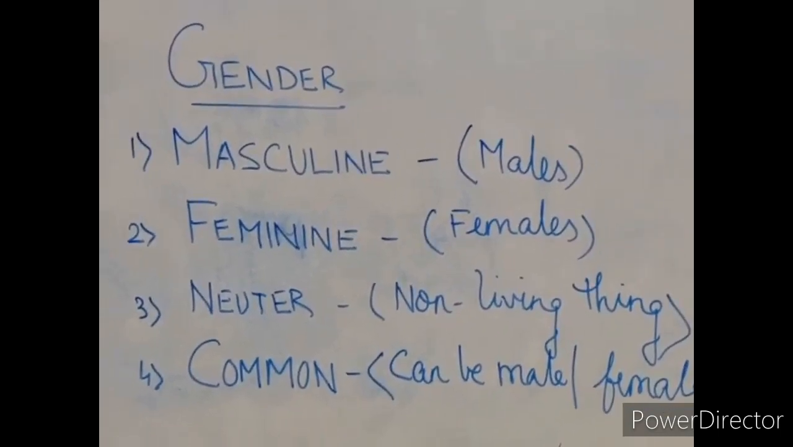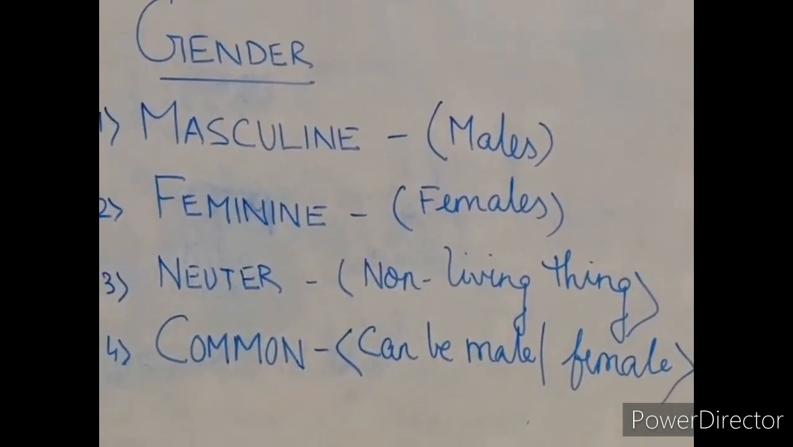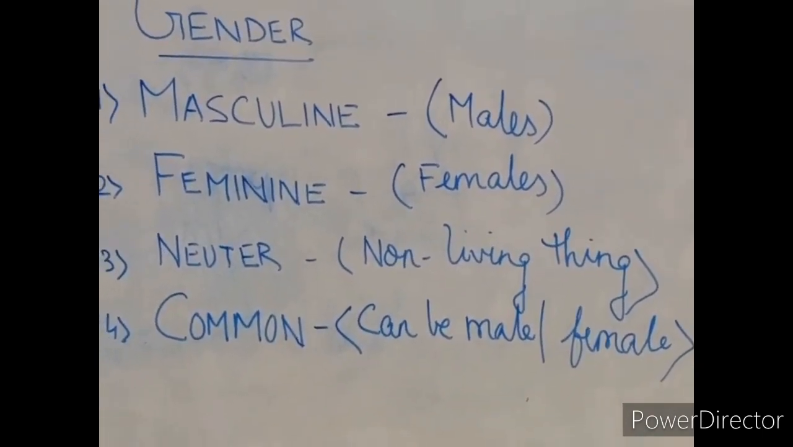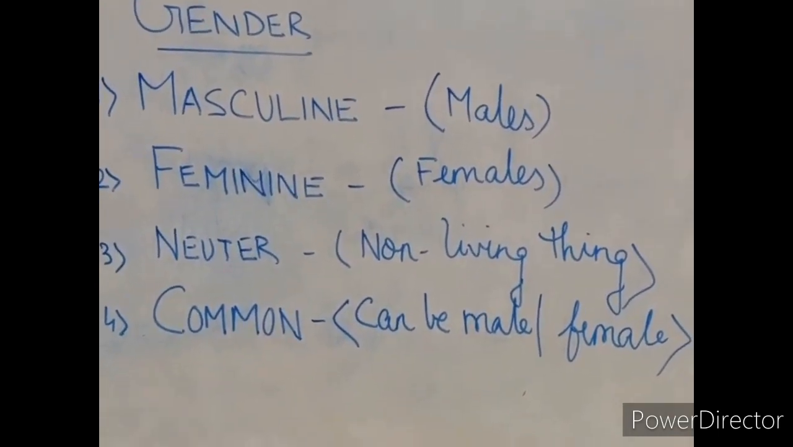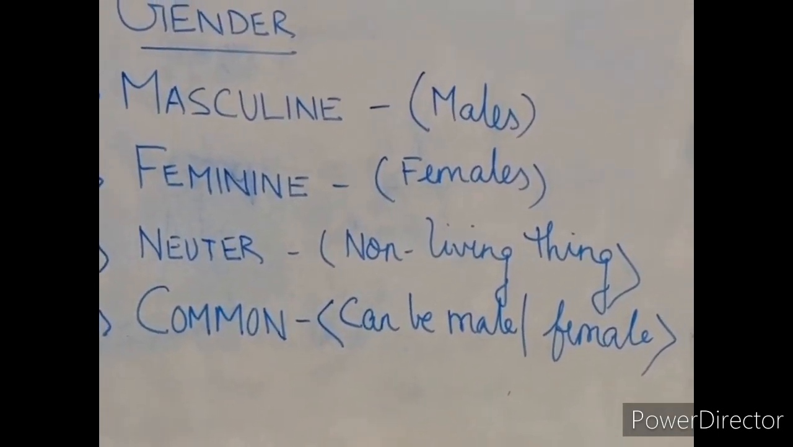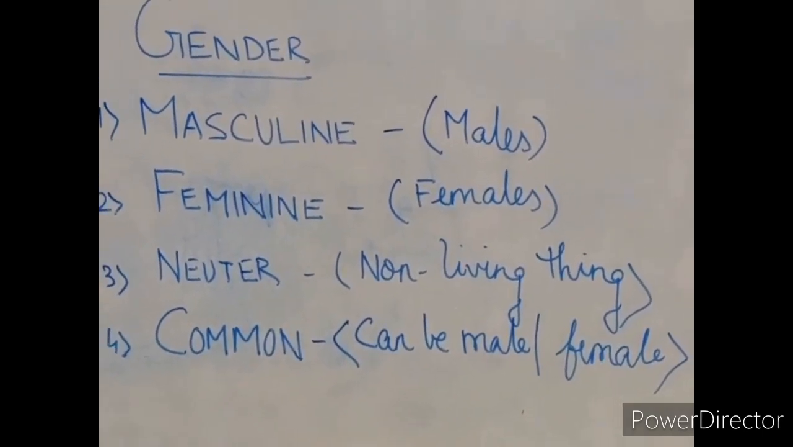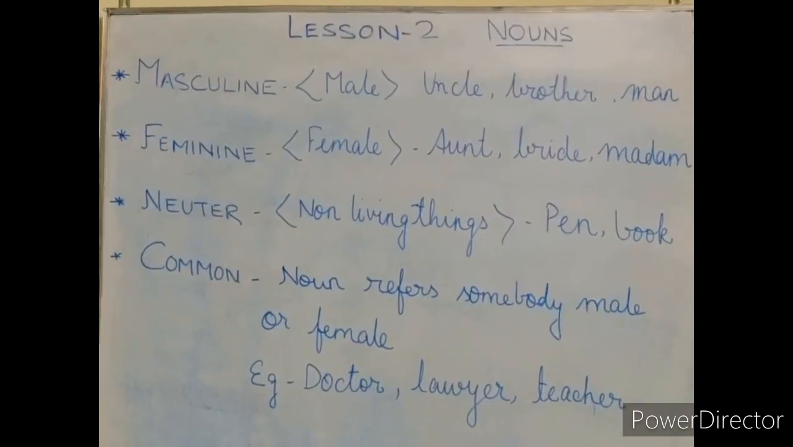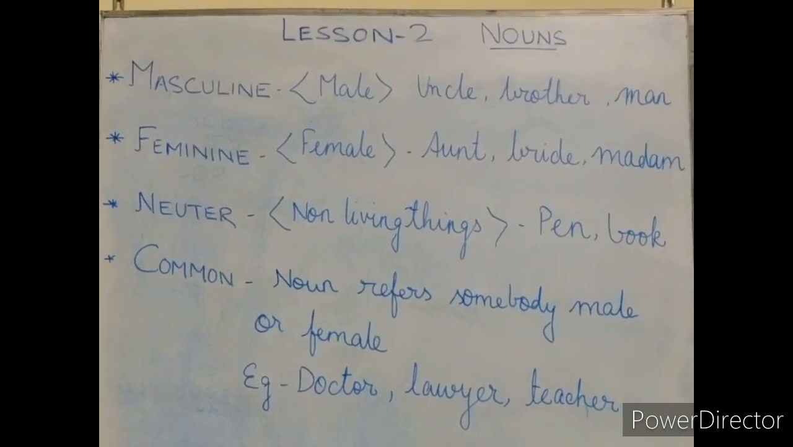Now what is masculine gender? Masculine gender refers to all males, feminine gender females, neuter non-living things, and common gender where the noun or the pronoun can be male or female. Now let us read it in detail. Now let us see gender in detail.